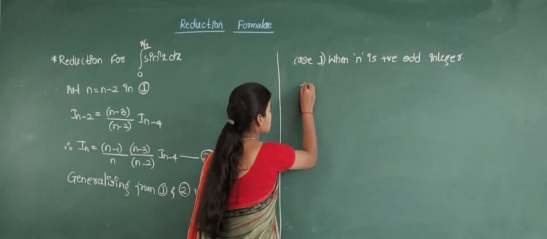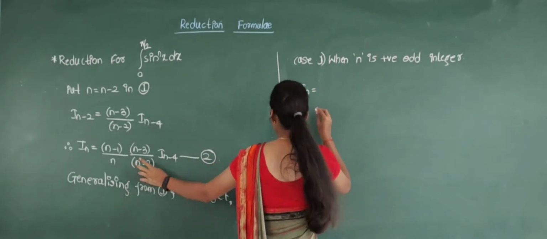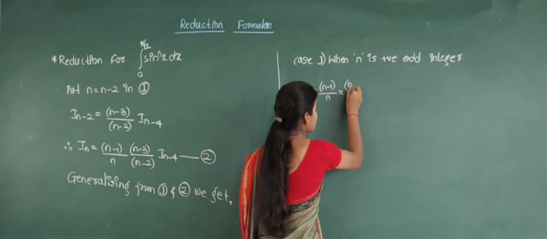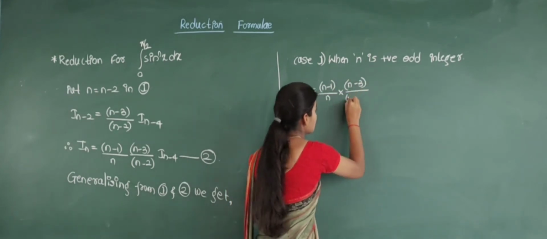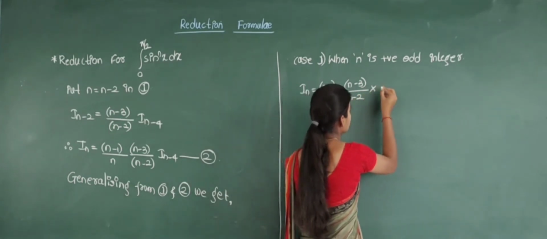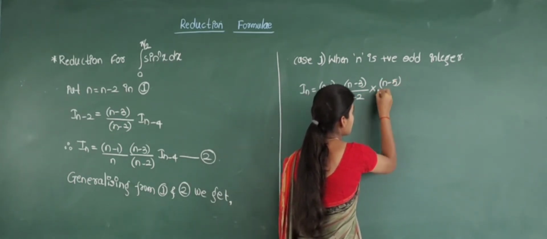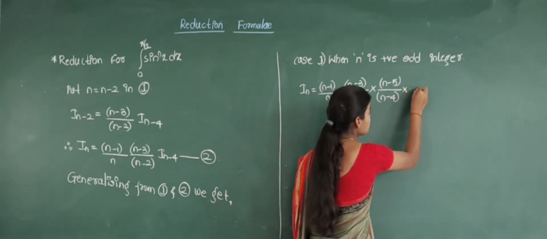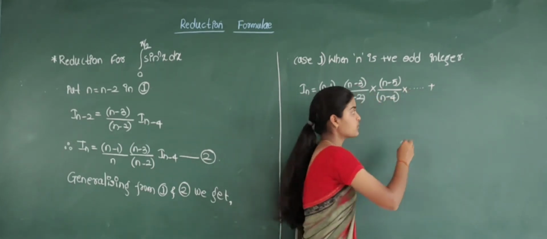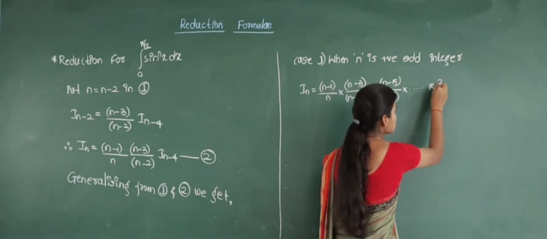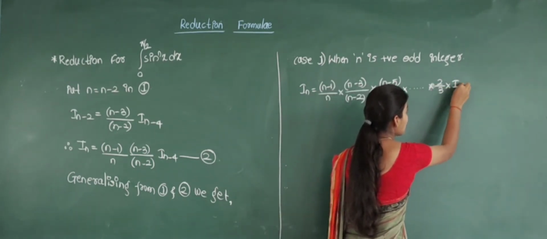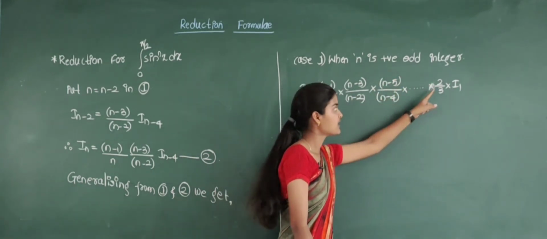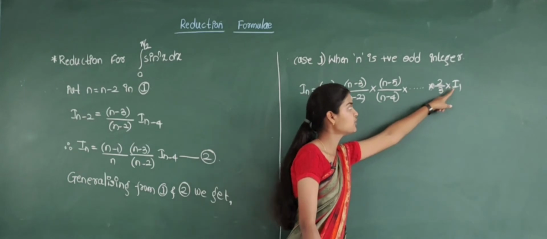That time we get I_n is equal to (n minus 1) divided by n into (n minus 3) divided by (n minus 2) into, next term is what? (n minus 5) divided by (n minus 4) into, and so on it is. At last we will get it as 2 by 3 into I_1. It is when n is an odd integer. Last term we will get it as 2 by 3 into I_1.